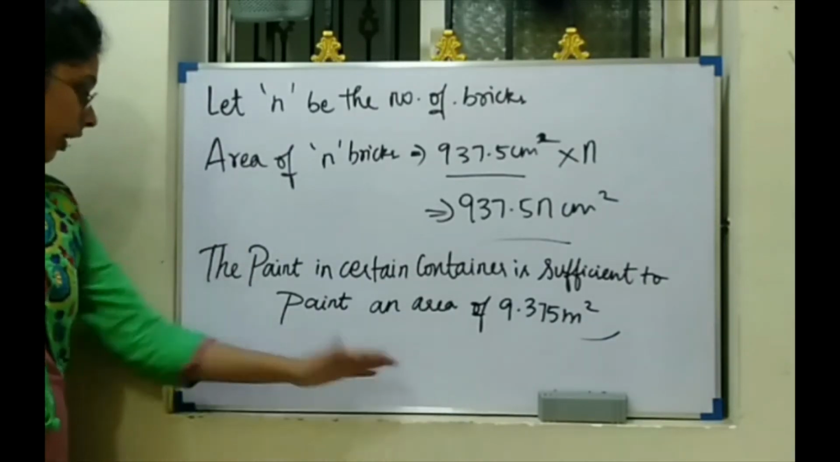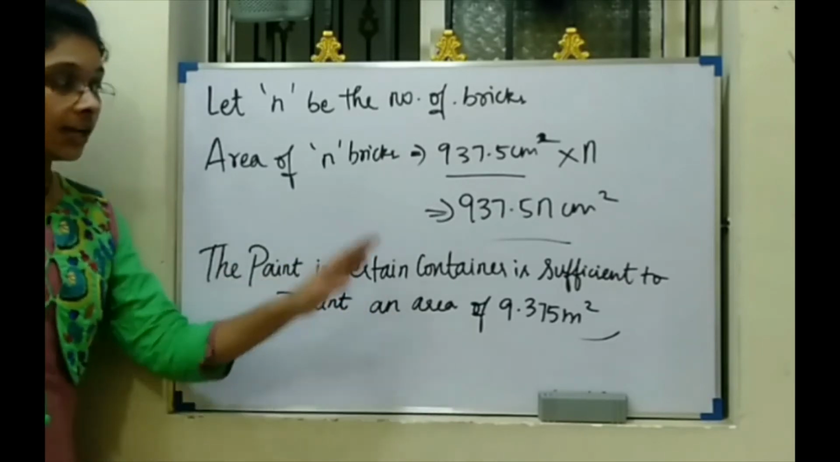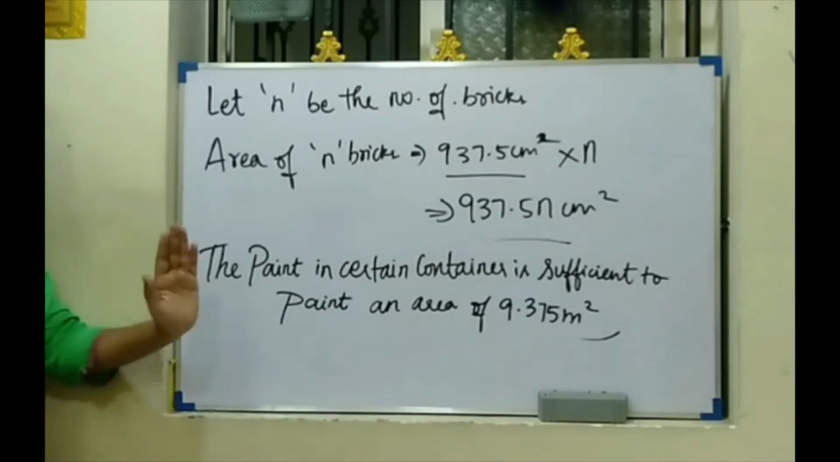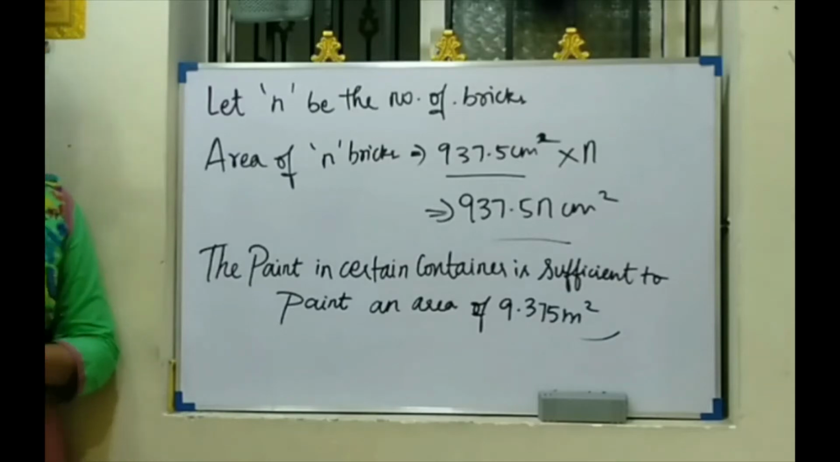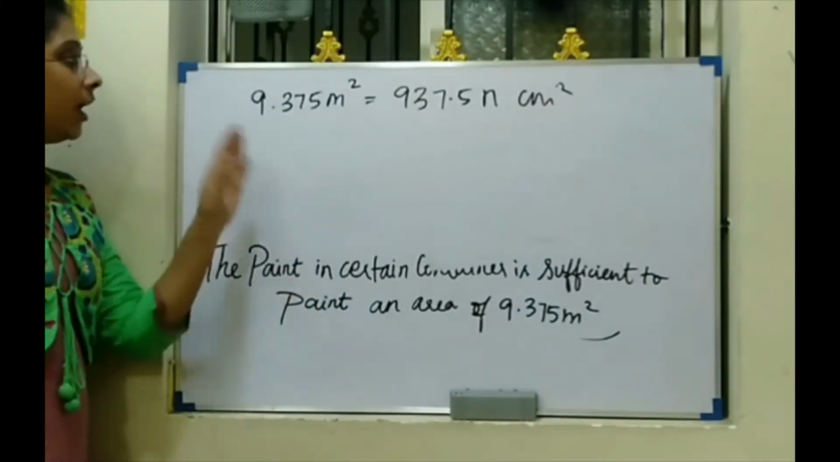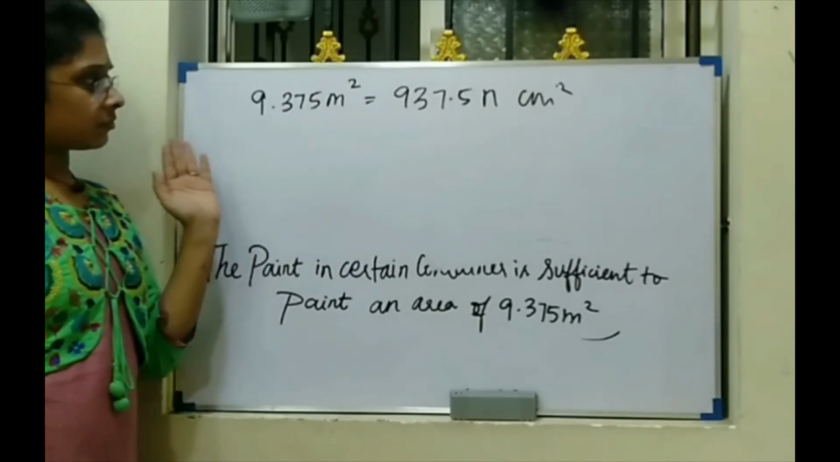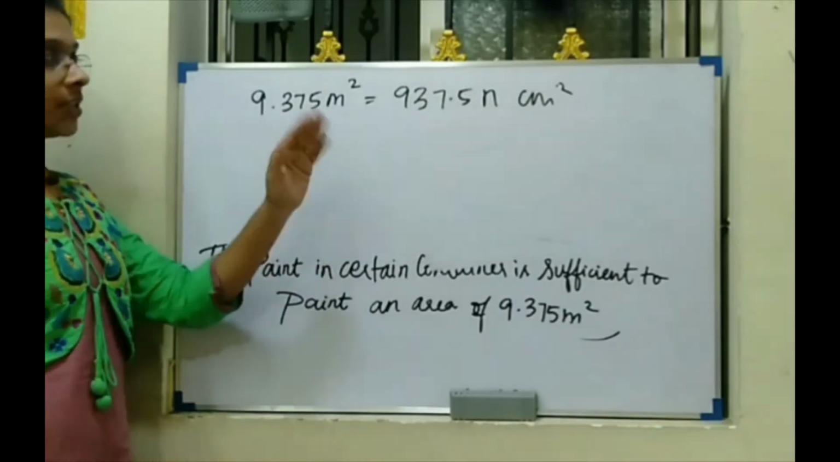Point given in the question, right? The paint in the certain container is sufficient to paint an area of 9.375 meter square. So, how many bricks can be placed in this area? So we have to find the number of bricks. How many bricks can be placed here? Here 9.375 meter square is equal to 937.5 n centimeter square.